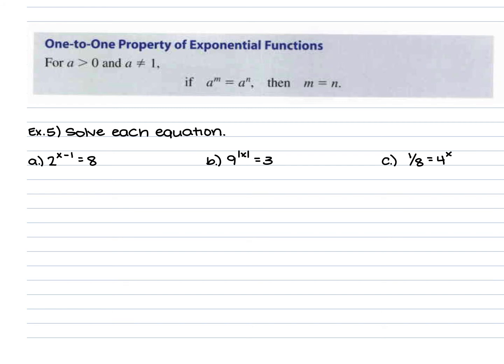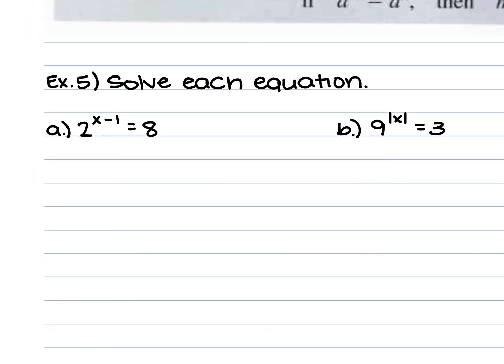So if we look at example 5a, we have 2 to the power of x minus 1 is equal to 8. That 8 can be changed into 2 to the power of 3. So we'll start this just by rewriting it. That way we have 2 to the power of x minus 1 is equal to 2 to the power of 3. Now that both of your bases are the same, they can cancel each other out, and you'll just have to work with the exponent. So you're working with x minus 1 is equal to 3. Move that 1 over by adding it to both sides.